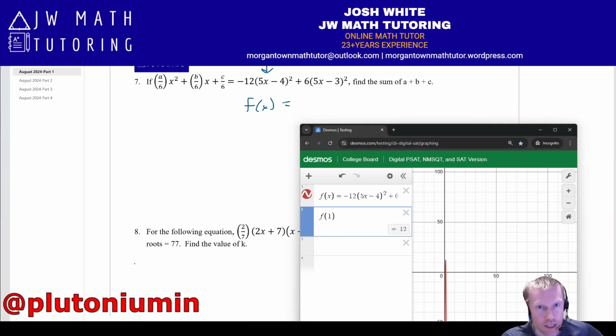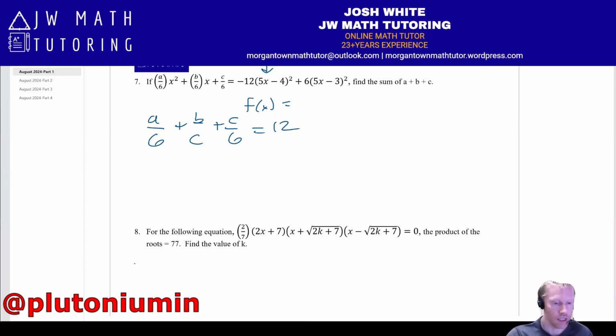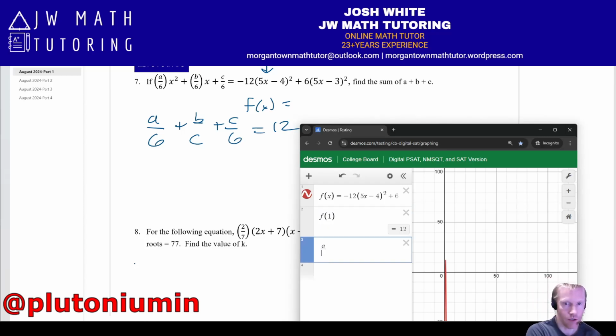The reason that this works is, notice on the left side, if you plug in 1 for x, well, 1 squared is just 1, and 1 times this is just 1. So on the left side, plugging in 1 for x, you get just a over 6 plus b over 6 plus c over 6. So the whole shortcut alternate approach here is that this is equal to 12, and now we can do regression.